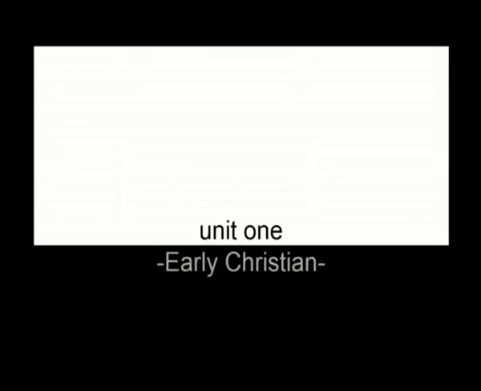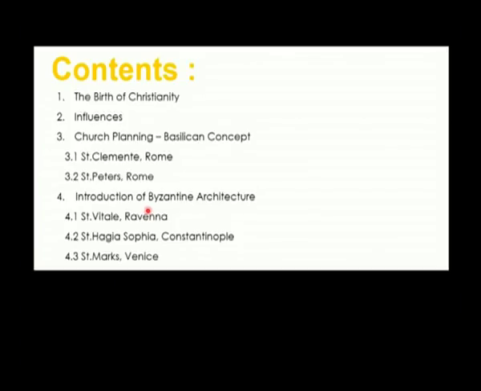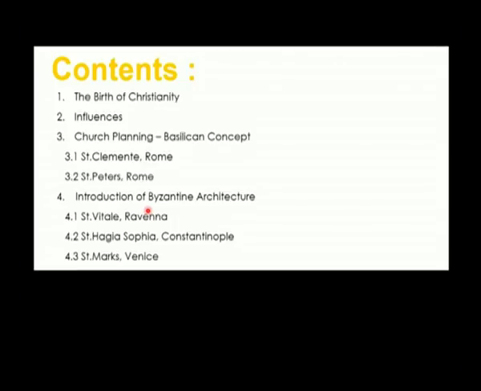Moving on, the first unit is the early Christian architecture. Today in this lecture you will be seeing the birth of Christianity and the influences of Christianity on architecture in all aspects: church planning in the Basilican concept, in the Byzantine architecture concept, and various examples of those.